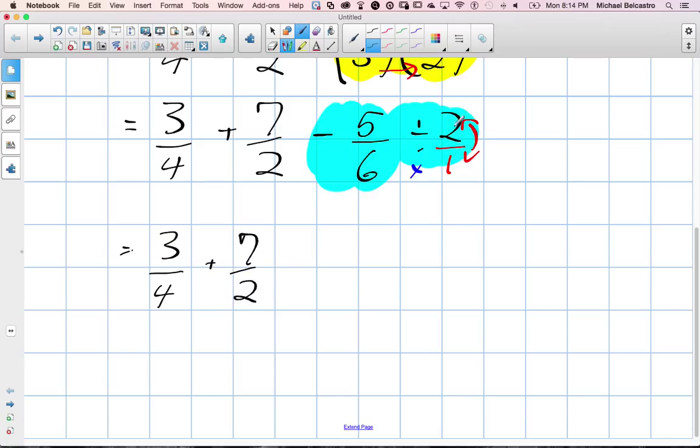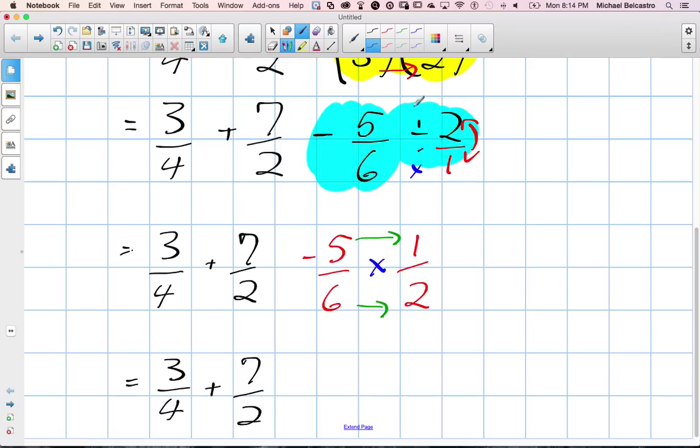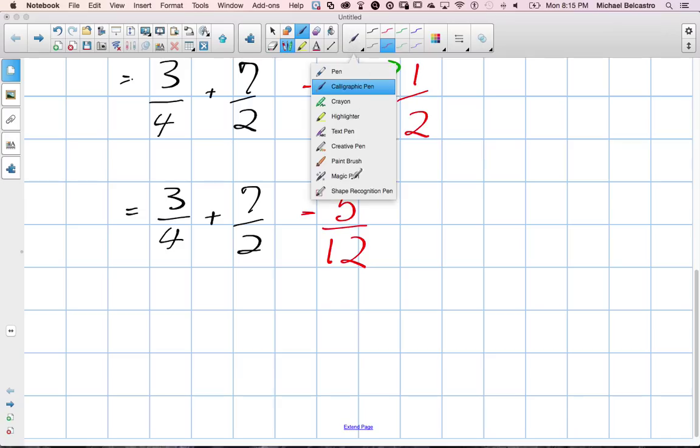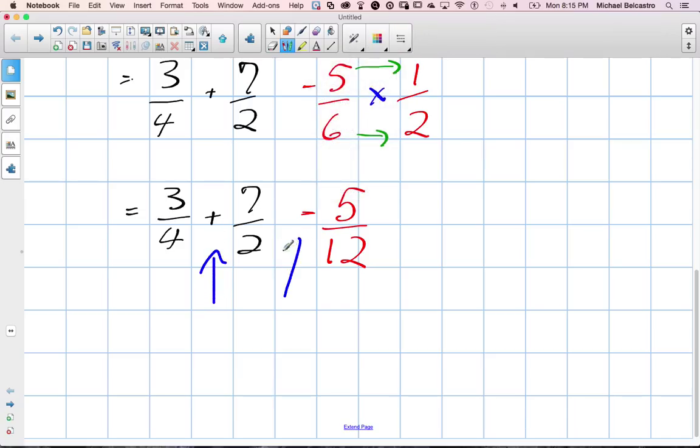Then we're dividing a fraction. We have negative 5 over 6, and I'm going to keep the negative on top. Now it becomes multiplication, and we flip this fraction: 1 over 2. Like we stated before, when multiplying, we do top by top, bottom by bottom. So negative 5 times 1 is still negative 5. I'm still going to write these two, 3 over 4 and 7 over 2, since we haven't changed anything. And this becomes negative 5 over, and 6 times 2 is 12. There we go. Now what we're left with is just the operations of addition and subtraction.